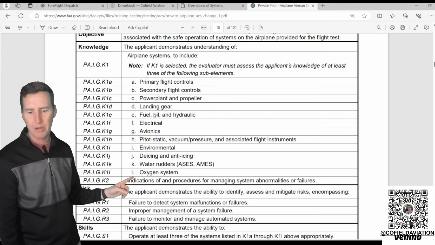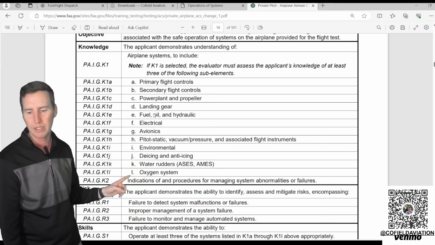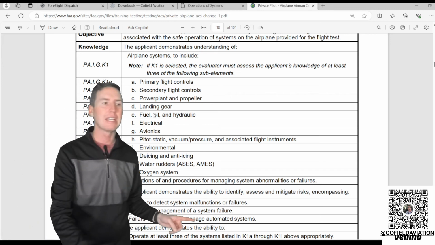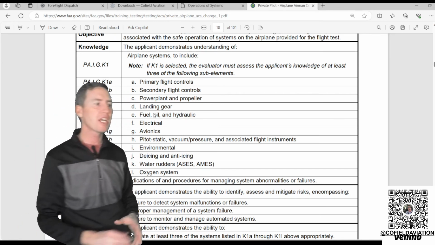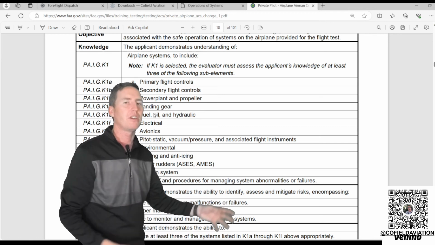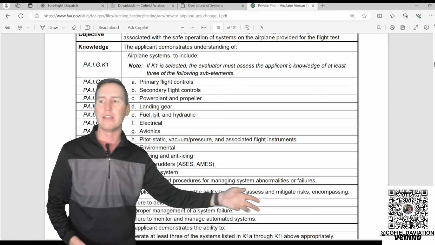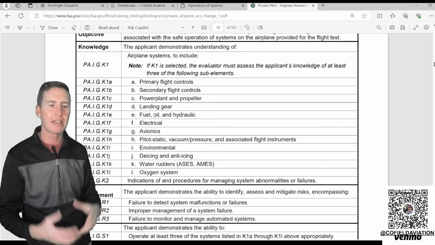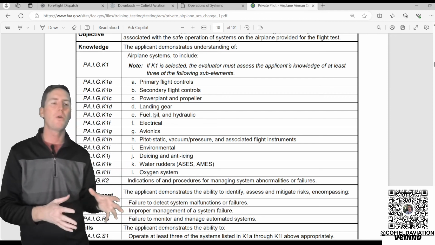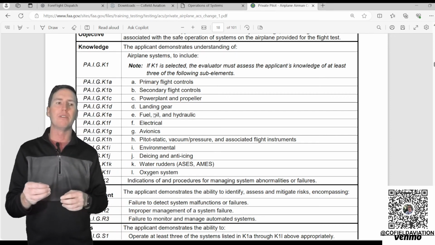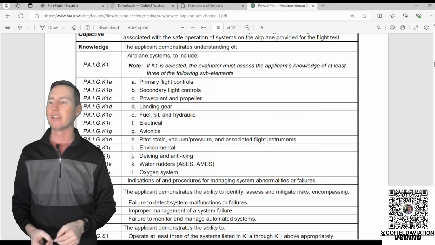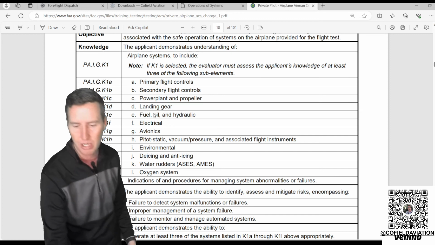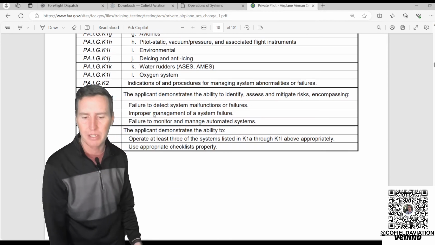So the risk management, the applicant demonstrates the ability to identify, assess, and mitigate risk encompassing failure to detect system malfunctions or failures. Again, that's where I was like, hey, we don't have to be rocket scientists here. We just got to know, how do we know that there's an alternator failure? So you get the negative amperage, the low voltage light. You know, how do you know X, Y, and Z, right? That's our systems knowledge. We've got to know what's happening, and then what have I lost, and then how can I fix it? Improper management of a system failure to monitor and manage automated systems. That'd be like an autopilot that we don't have.